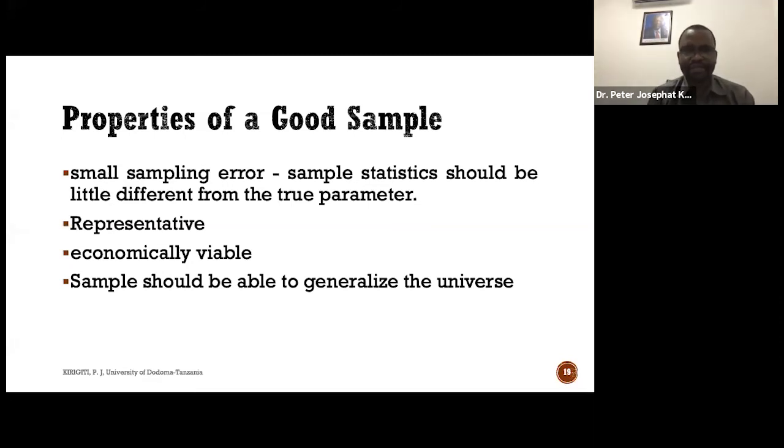Is the sample representative? Is it economically viable? Is the survey sample one where you are certain? Are you sure that it will generalize to the universe? This is a very difficult question to answer, which now demands that we as researchers be very careful when selecting the sample.